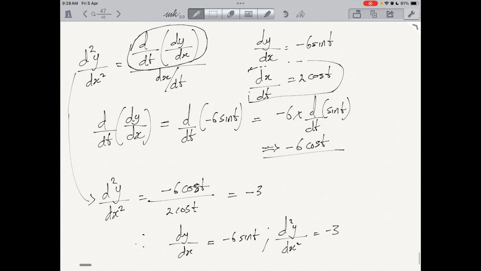Now these are methods of differentiating parametric equations. In the next video, we will take another example to differentiate parametric equations.